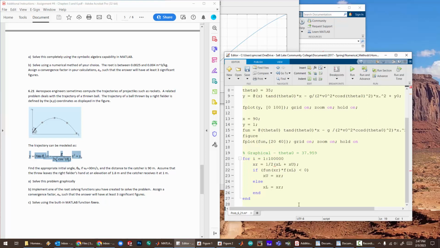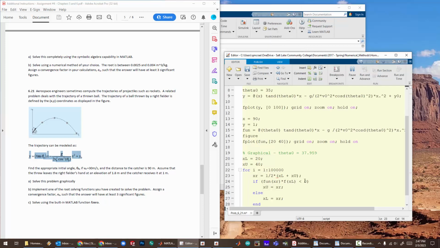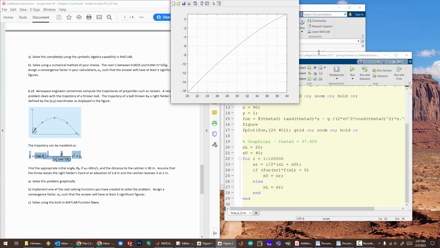And we have to go through and do something. We're going to have to set up an XL. Since we plotted this from 20 to 40, sure, let's go with 20, and X upper is equal to 40. So if I run that, I get an error. Oh, because you're not allowed to do that. You have to have multiple times. Run that. And I still get an error.